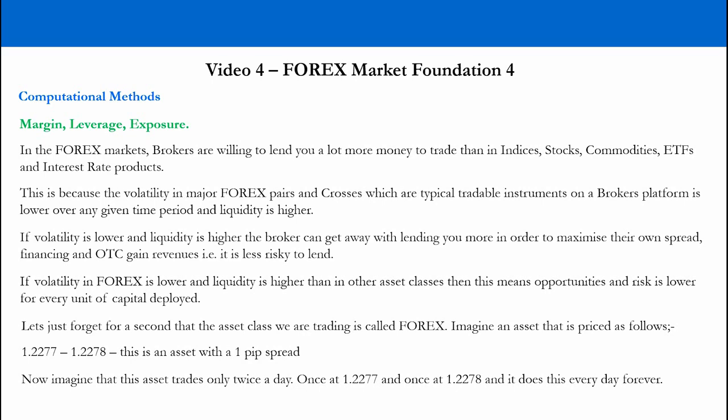So the asset is priced at 1.2277 to 1.2278, meaning you can sell at 1.2277 and buy at 1.2278. And let's say this asset's pip value is 0.0001, so it's got a 1 pip spread. And imagine that this asset just trades only twice a day. It trades on the bid at 1.2277, and it trades on the offer at 1.2278. And it does this every day forever.